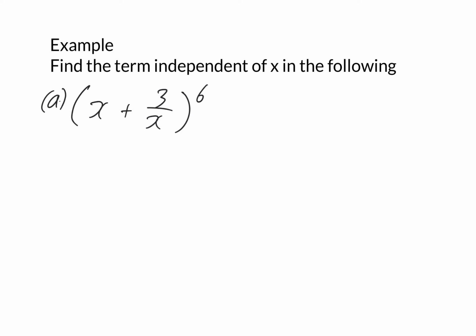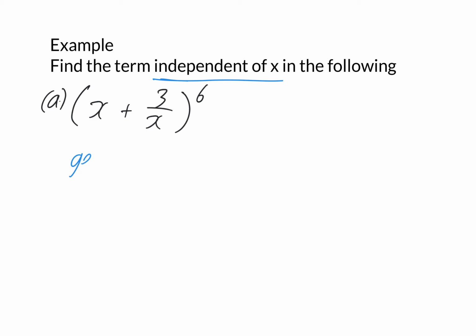We're going to look at this video at binomial expansions, and we're going to look at how to find a term independent of x. So first of all, this expression "independent of x" means a term which has no x value. So it doesn't have an x, doesn't have an x squared, doesn't have an x cubed, and so on. So what we're going to do first of all is look for the general term. So this expression is x plus 3 over x to the power of 6.